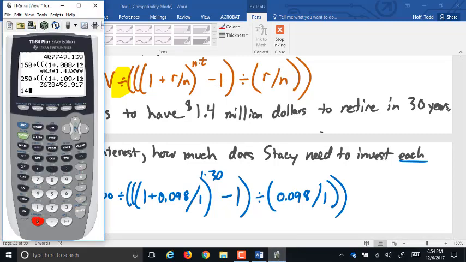So 1.4 million, divide by 1, 2, 3. 1 plus 0.098, divide by 1 to the power of 30, minus 1, close, divide by open, 0.098, divide by 1, close and close.